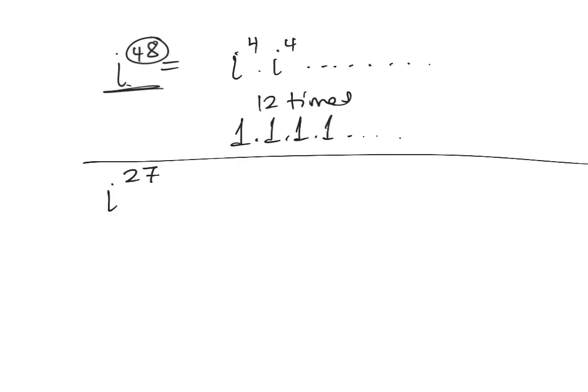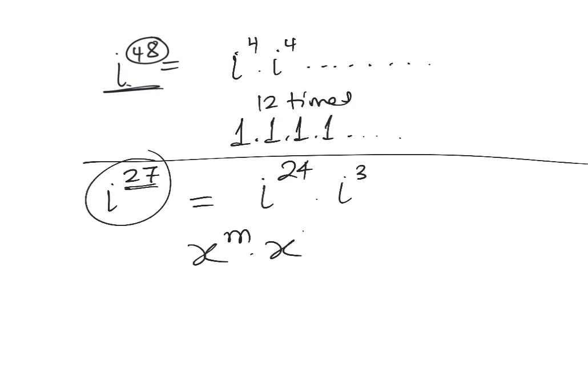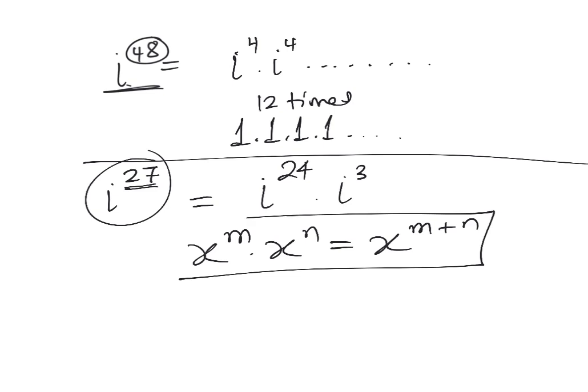Let's look at another one, i to the 27th. You look at 27 and you ask, what is the nearest multiple of 4 to 27? You say 24. So i to the 24 times i to the 3. Now remember the rules of exponents. x to the m times x to the n is equal to x to the m plus n. Do you see? So that rule is what I'm doing over here, backwards. I'm just showing that when I have a power, I can split it into 2 separate powers.